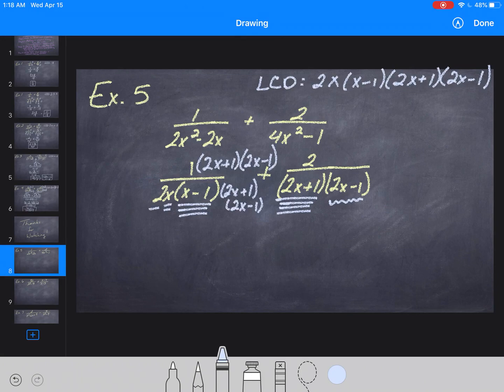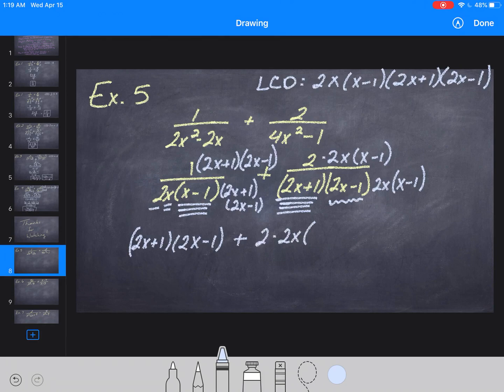In my second fraction, I am missing the 2x and the x minus 1. So I'm going to multiply in what's missing. Now I'm going to combine my fractions into 1. I end up with 2x plus 1, 2x minus 1. Notice I did not put the 1 in the very front because whenever you multiply by 1, it does not change your product.